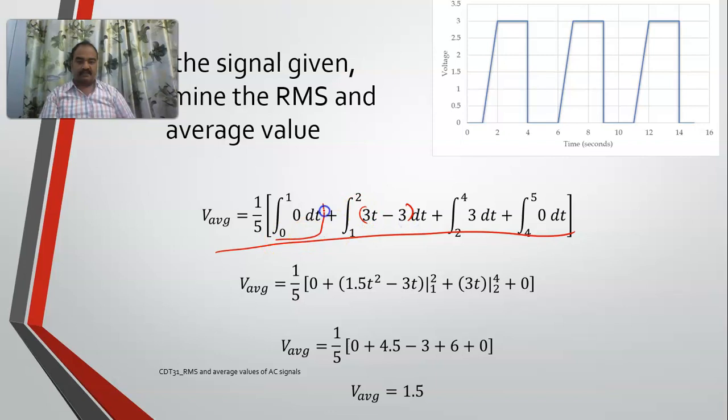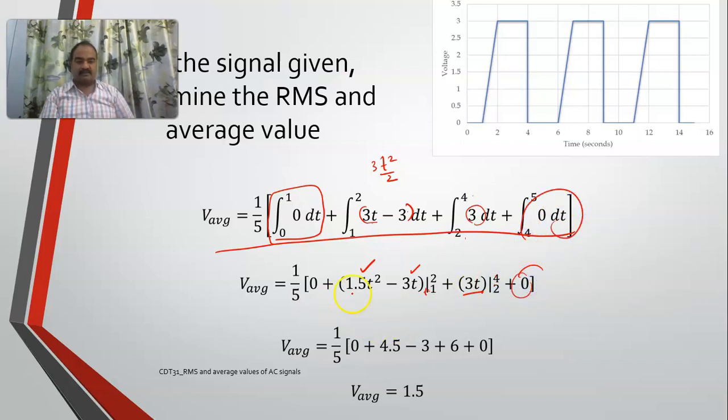Now, for this one, I'll get 0 by default because it is 0. For 3t, it is 3t square by 2. So, I can write it as 1.5t square minus 3t, where t varies from 1 to 2. Here for 3, I'll be getting 3t, from 2 to 4. Whereas here again it is 0.